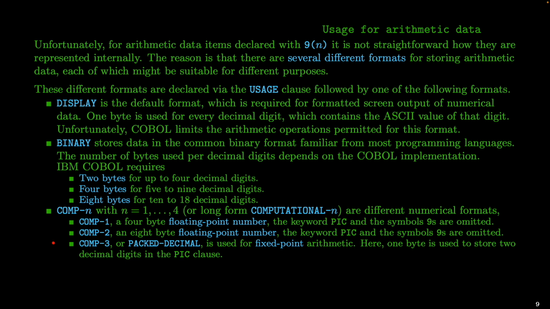Comp 3, also known as the packed decimal format. So instead of comp 3, you could also write usage packed decimal. This is used for fixed point arithmetic. So here 1 byte is used to store 2 decimal digits in the picture clause. So 4 bits in 1 byte each encode 1 decimal digit. So it's a bit more efficient than just using a single byte for a digit. And then we have comp 4, which is just synonymous with the binary usage here.